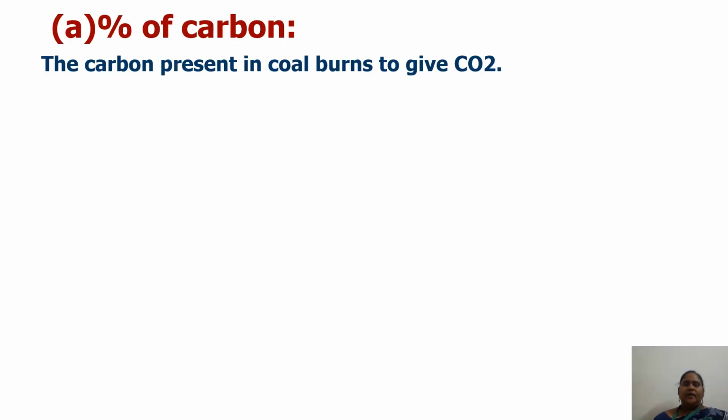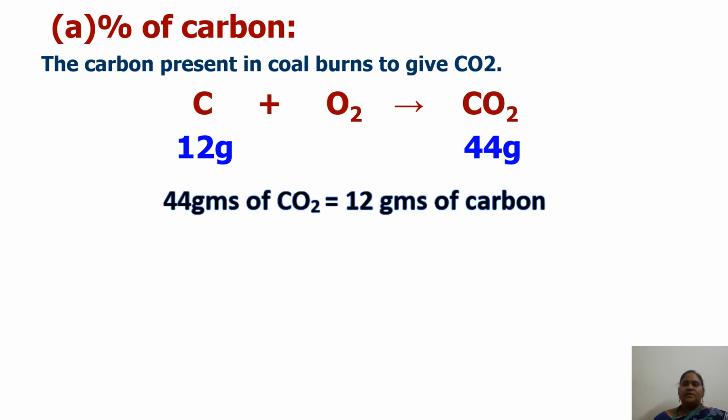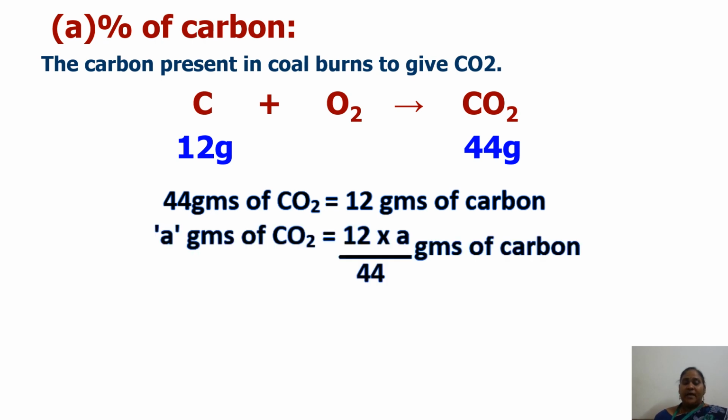Percentage of carbon. The carbon present in coal burns to give carbon dioxide. The weight of carbon is 12 grams and the weight of carbon dioxide is 44 grams. That is, 44 grams of carbon dioxide contain 12 grams of carbon by this equation. And in our experiment, the carbon dioxide which is formed by the combustion reaction is absorbed by the known weight of KOH tube, which is given as A grams.